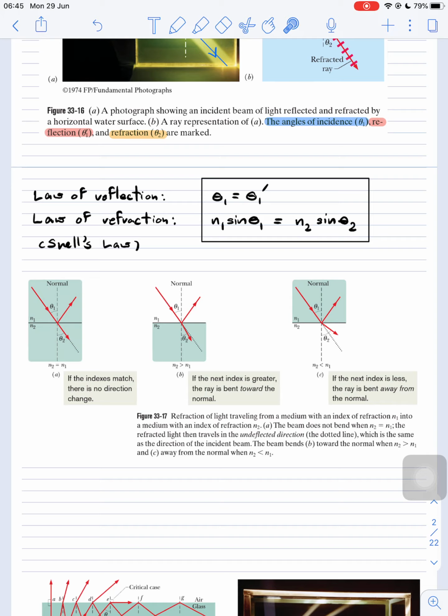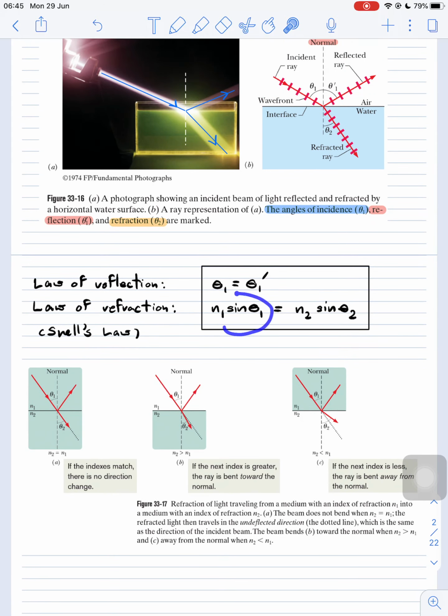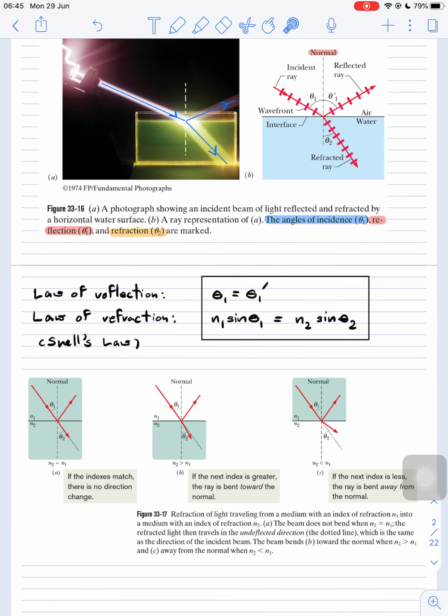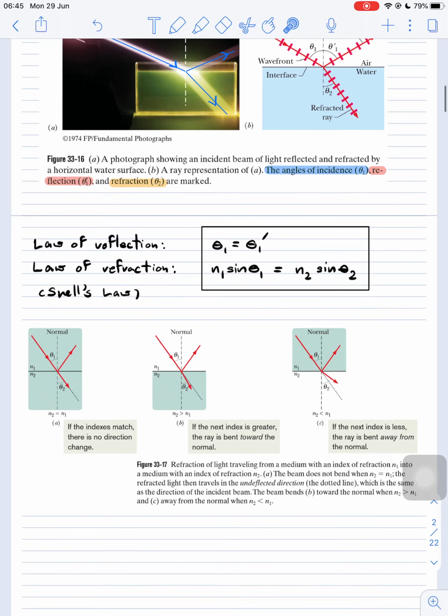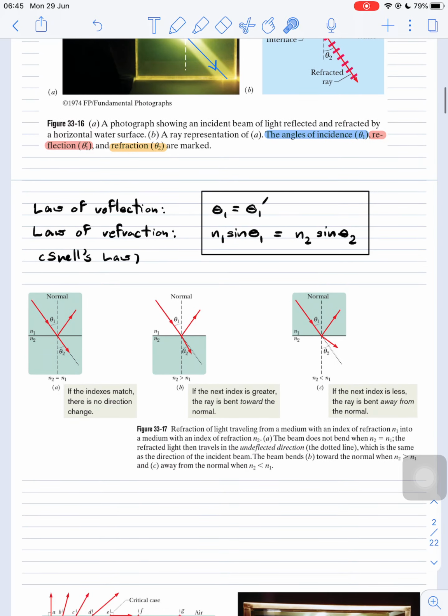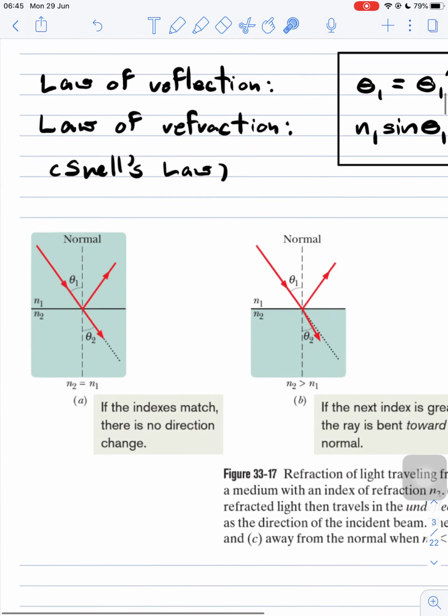Then the law of refraction, or just called Snell's law, is n1 times sine theta 1 equals n2 times sine theta 2. Here n1 and n2 are the refractive indices of medium 1 and medium 2 respectively, and theta 1 and theta 2 are the angle of incidence and the angle of refraction respectively.